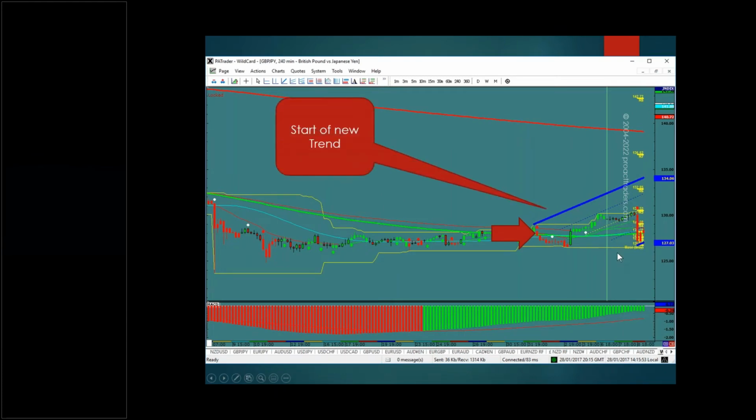You can see where the areas are. Start of a new trend. These are the targets right there. All right, I know them before it happens. I know it before it ever goes.